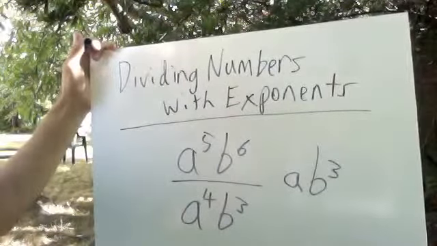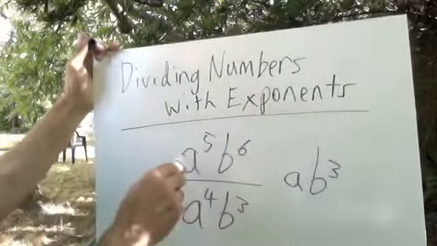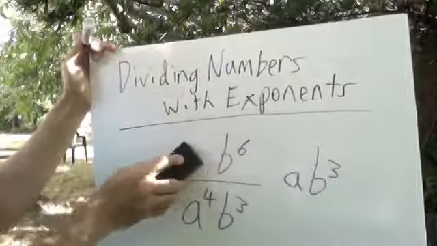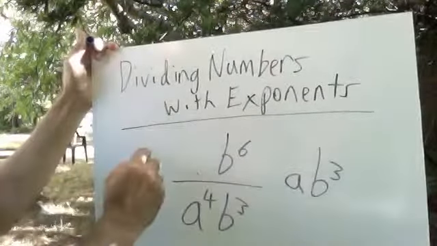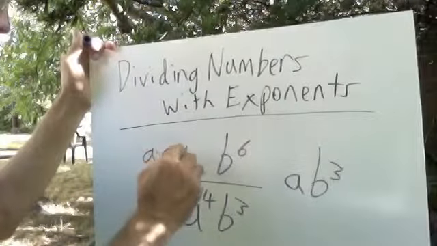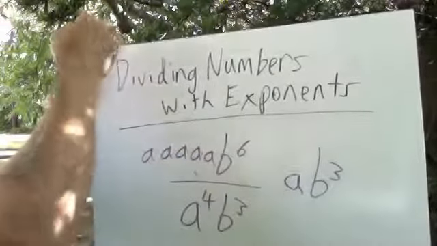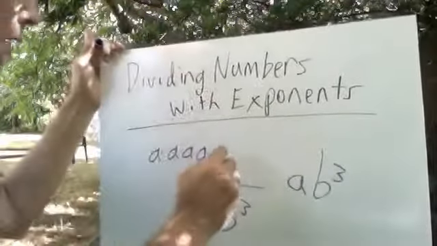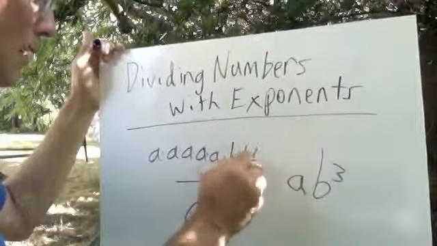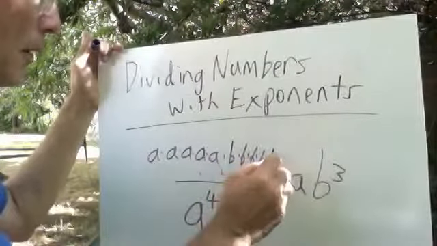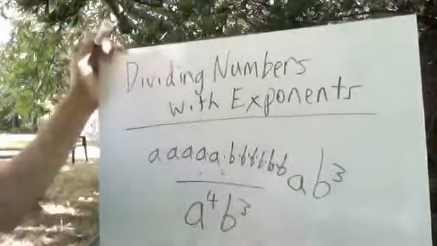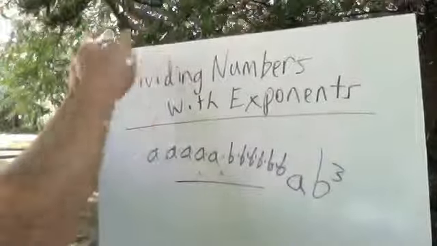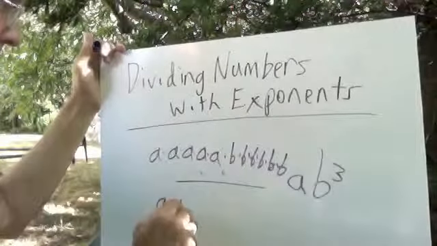I tend to prefer, instead of the subtraction method, visualizing it. So a to the fifth up here is going to be 5 a's multiplied together: a times a times a times a times a. And b to the sixth is going to be 6 b's multiplied together: b times b times b times b times b, and we're going to run out of room, times b. And then down here, same thing. We're going to have 4 a's and 3 b's. I'll just do that all at one time. A times a times a.